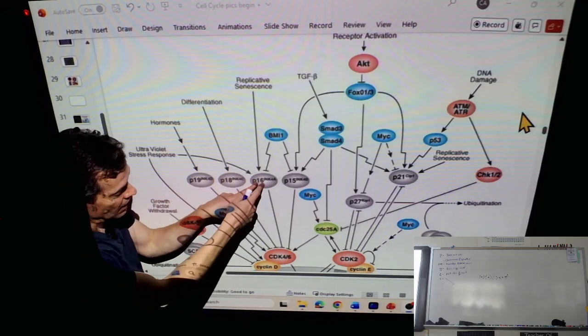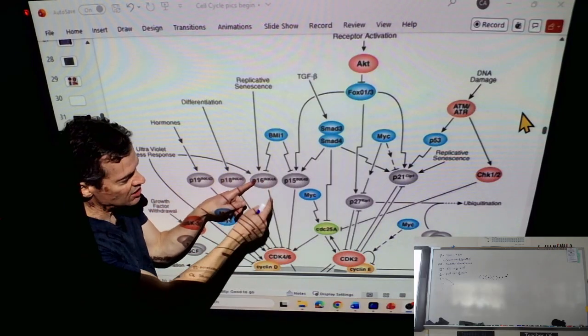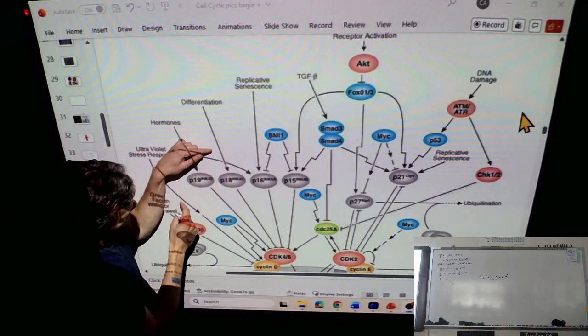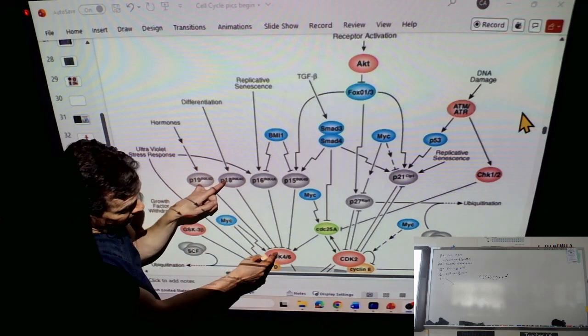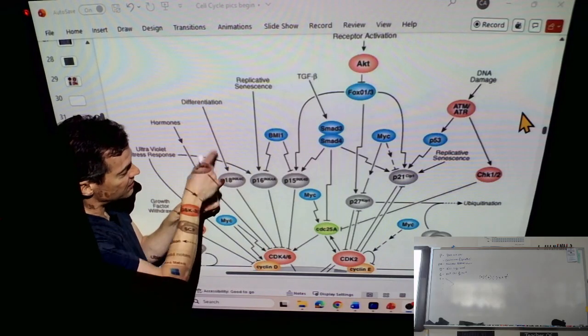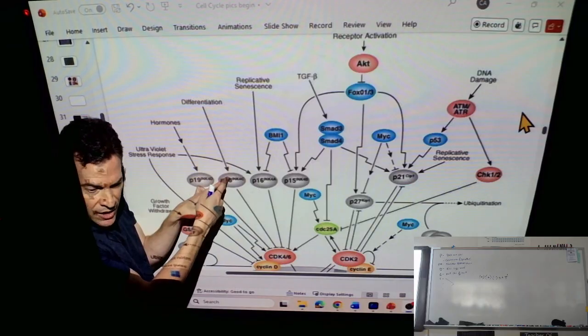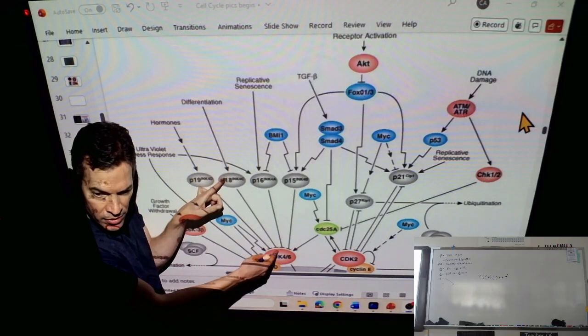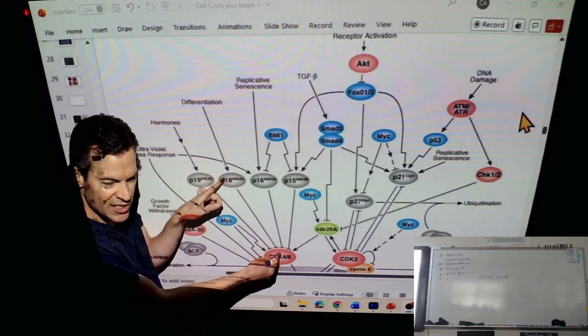Right here, P16, that one's easy. That one's saying stop, and that's a minus, right? This one, P18, that one's saying stop. Isn't this one activating this guy? Pretend that this is a protein. Isn't this activating this guy? So is he telling him to say stop? So plus minus still means stop.